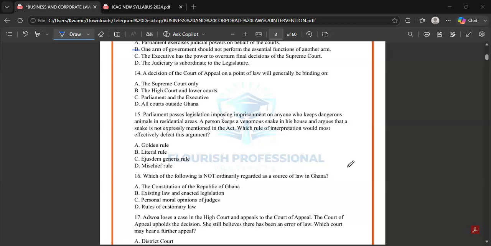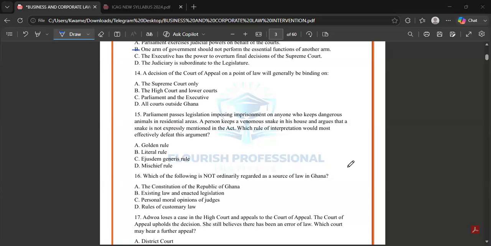You may be tempted to go for ejusdem generis, but ejusdem generis comes when there is a list. So if, for example, Parliament passed the legislation and mentioned examples, for example, lion, tiger, and then they didn't make a full list, and maybe snake wasn't on the list. That's where ejusdem generis will come in to say that any other thing that is closely as dangerous as those things on the list. But with this one, there was no list.